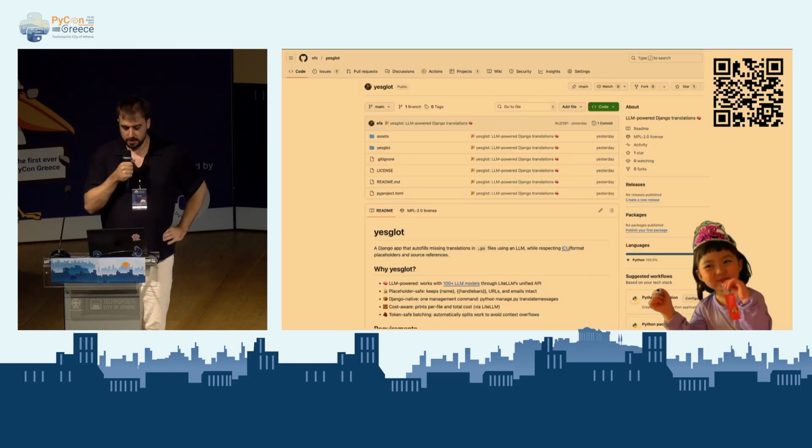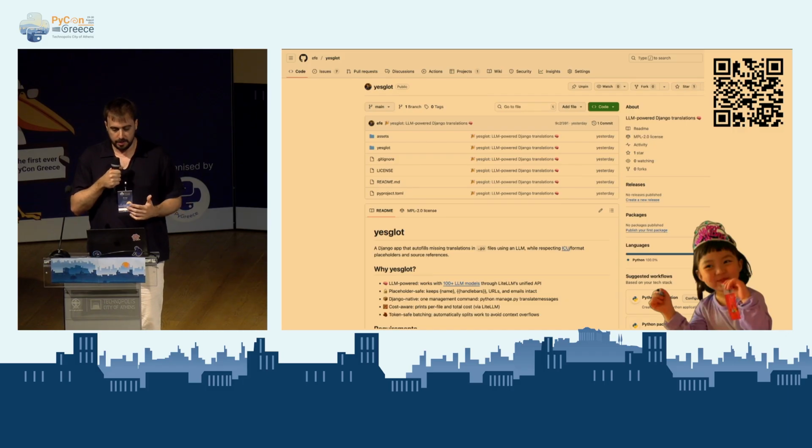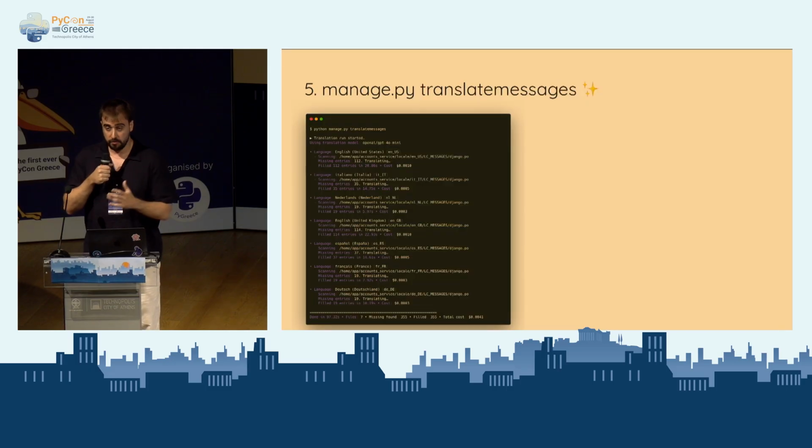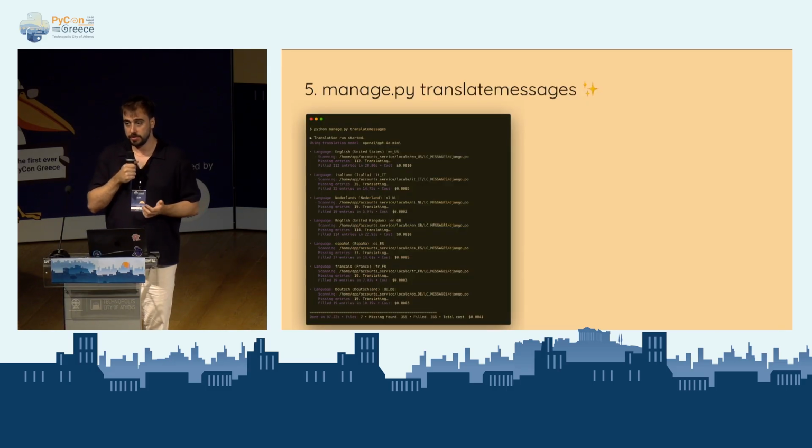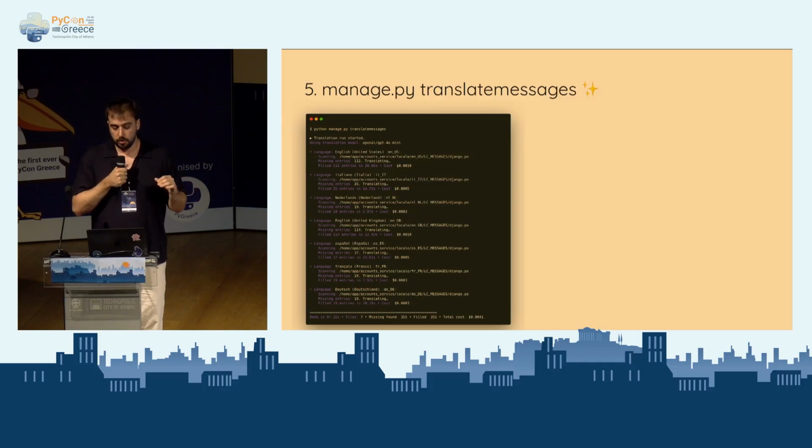So this is a package which I implemented. It is called YesCloud. It is a simple Django app which you can use in your applications. You can check the QR code. What it does is introduce a new management command to your Django application, and you can just call manage.py translate_messages. It is going to iterate over all of your languages, get the empty strings, send them to the LLM, and write the responses back to the files. It is also going to batch the untranslated strings, so you are going to pay less to any LLM provider.